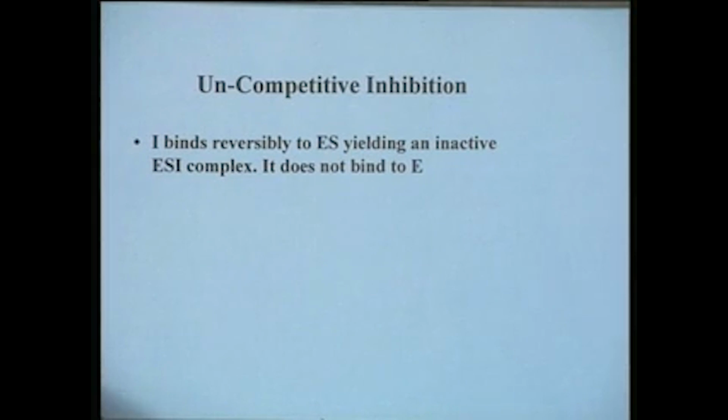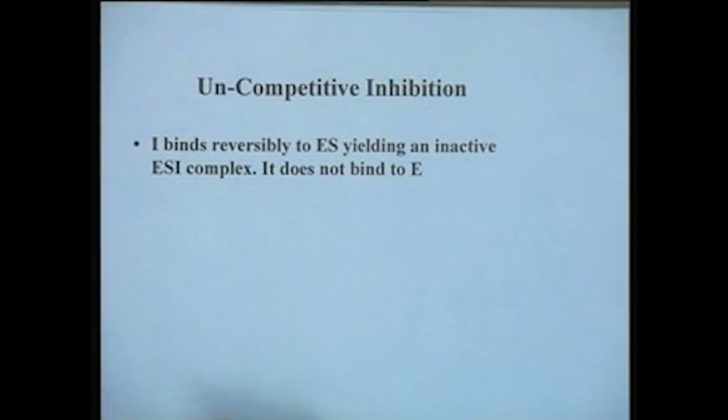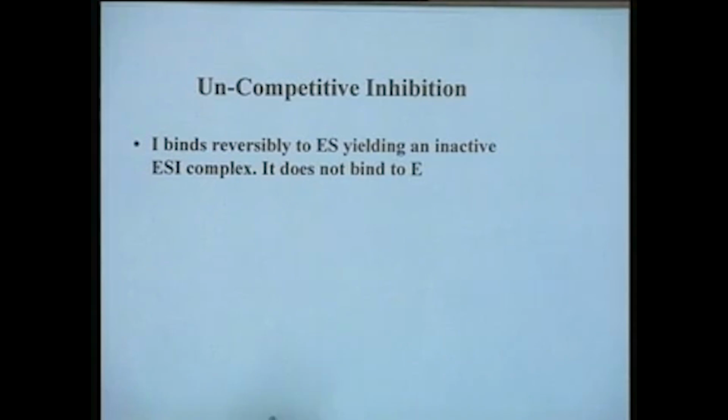The third major category of reversible inhibitors is uncompetitive inhibition. Now, in this category of reversible inhibitors, the inhibitor binds reversibly to the enzyme substrate complex. It does not have any mechanism to recognize the free enzyme. Only when the substrate is bound to the enzyme, it can bind to the enzyme substrate complex, and after binding of the inhibitor, the ES complex becomes an inactive complex, and the inhibitor does not bind to the free enzyme.